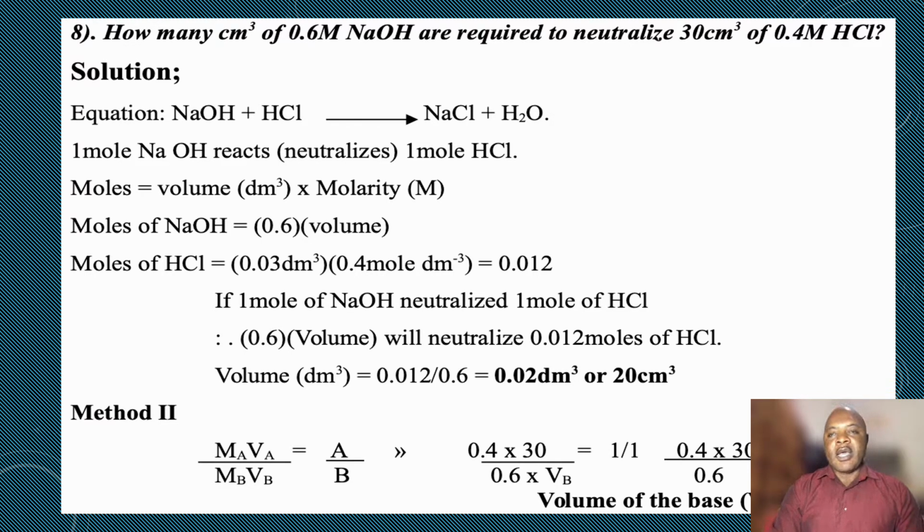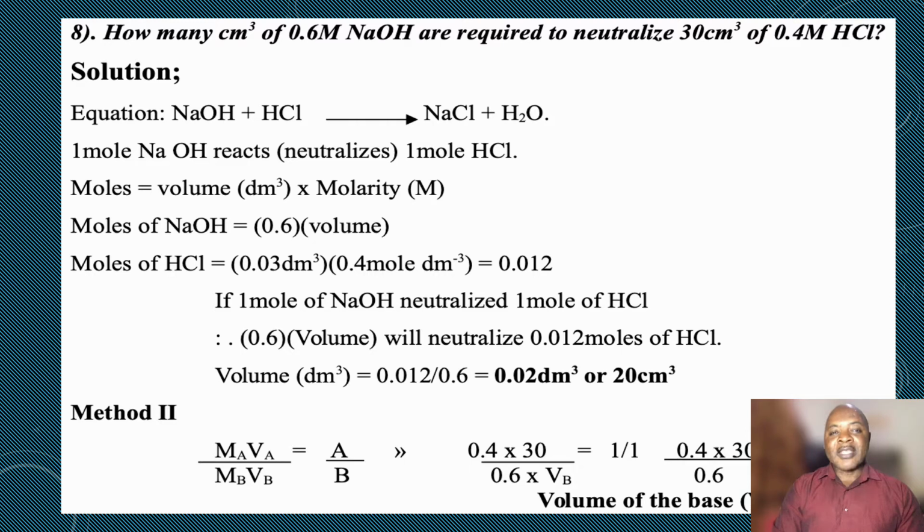Then let's calculate the number of moles of sodium hydroxide. Now we need to multiply the 0.6 times the volume in dm cube to have the moles. So 0.6 times volume in dm cube equals 0.012. Let's make volume in dm cube the subject. So we divide 0.012 by 0.6, and we will have our volume in dm cube of the sodium hydroxide.